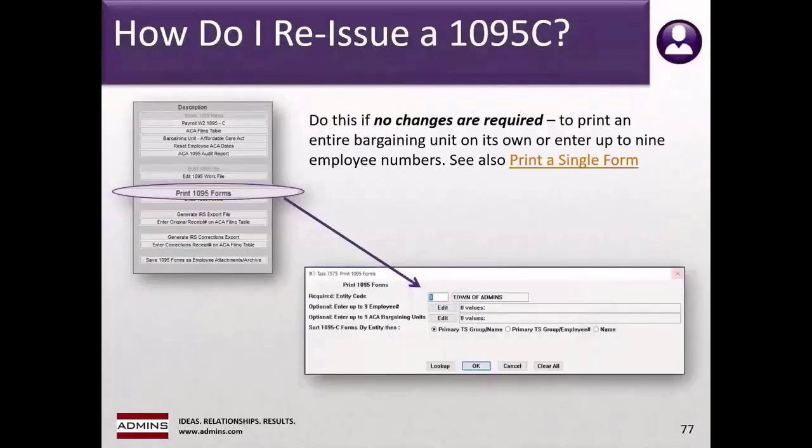Reissuing a 1095-C. If you've already issued all your forms and someone calls for a replacement copy because the dog ate their homework, but you have not filed with the IRS, you may click on Print 1095 Forms again and enter just the employee number for whom you need to issue a replacement. If required, you could reprint an entire bargaining unit, for example. Or you can go to the work file screen, go to the employee number, and click on the Print Single Form button.